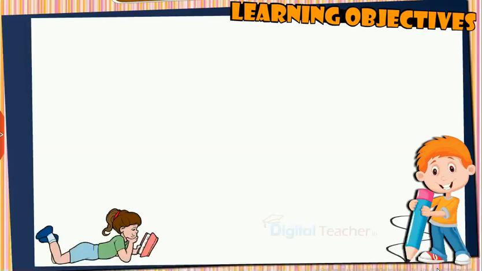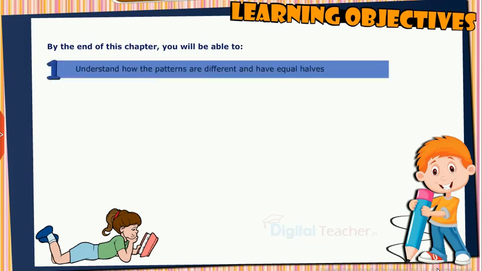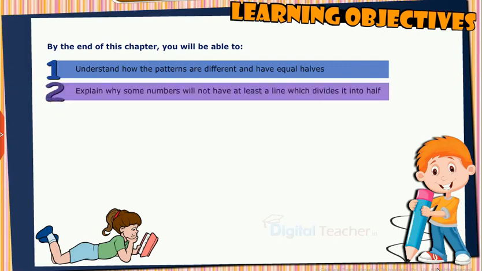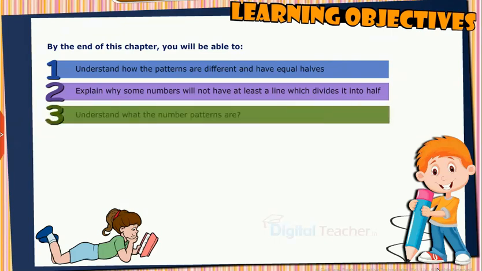Learning objectives. By the end of this chapter, you will be able to understand how the patterns are different and have equal halves. Explain why some numbers will not have at least a line which divides it into half. Understand what the number patterns are.